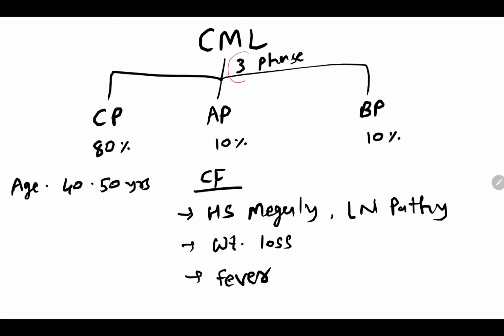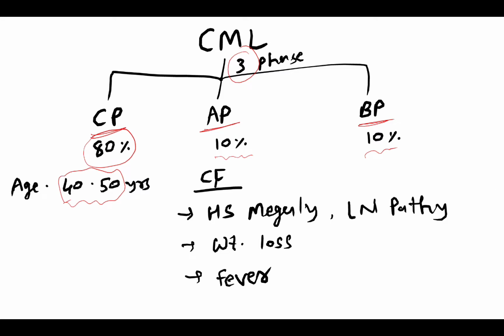This includes three phases. One is the chronic phase, then the accelerated phase, and then the blastic phase. 80% of patients come in the chronic phase, 10% are in accelerated, and 10% are in blastic phase. The common age group is around 40 to 50 years, which I already discussed in my video of leukemia approach.